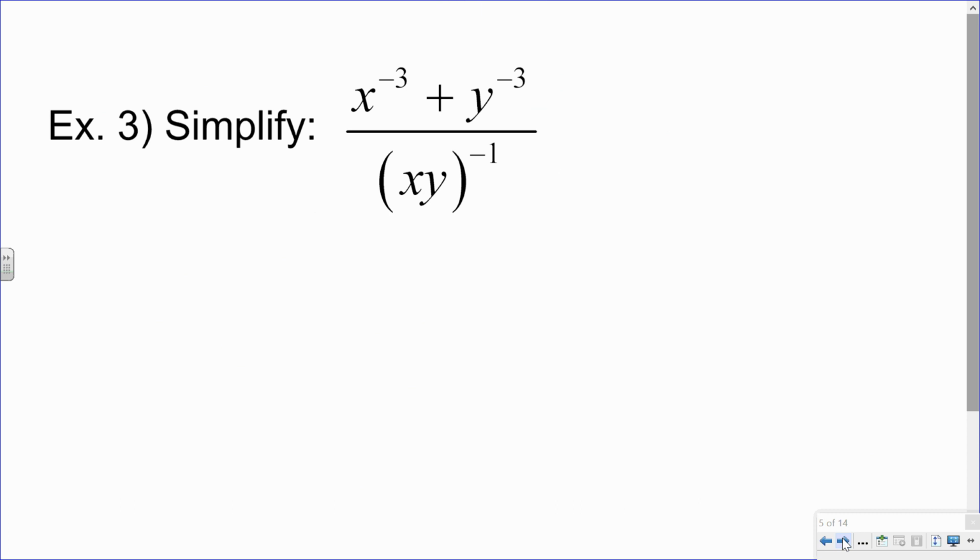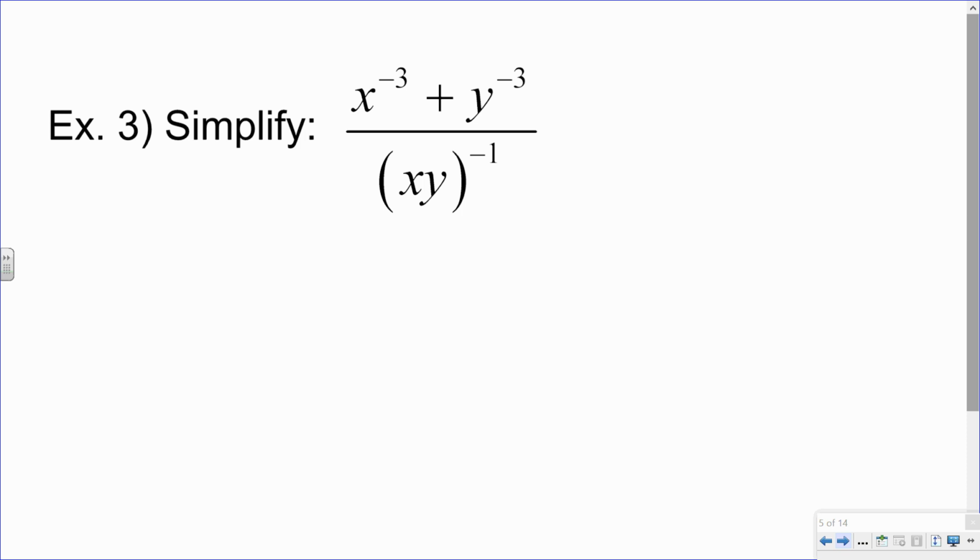Okay. When we have ones like this, we need to review this. We cannot move this x to the minus 3 to the denominator as x cubed. We cannot do that because of this plus sign. You can only do that when you've got a single term in the numerator and you are moving that up and down. Because of that plus, we cannot do it this way.